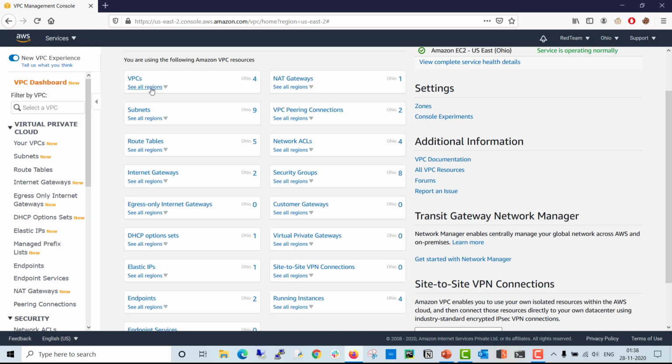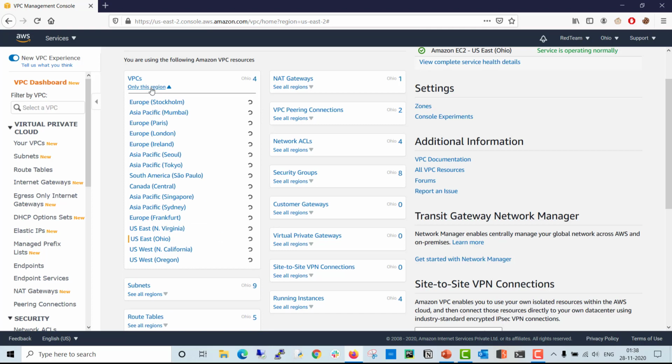Let's see all regions, and you can see here we have multiple regions, and each and every region by default has one VPC called the default VPC. So suppose you're going to launch an instance and you don't create any VPC, it will be in the default VPC of that region. So each and every region has one VPC. This is a region with one VPC, and this is the Ohio region where I have 4 VPCs.